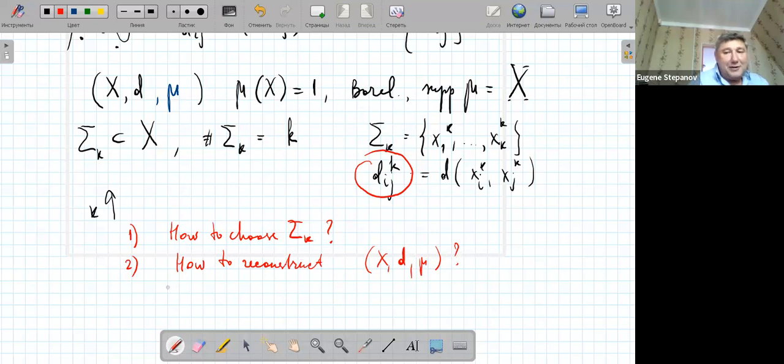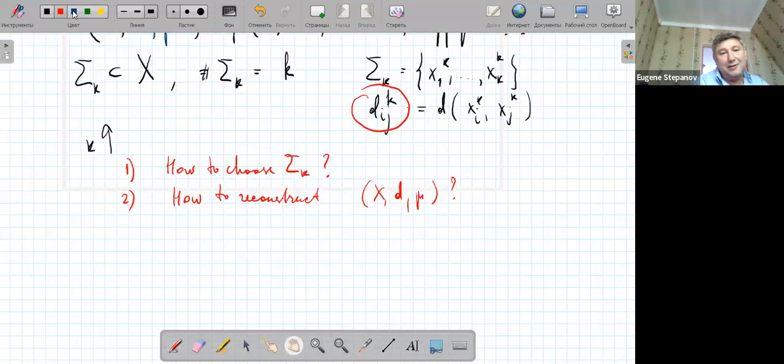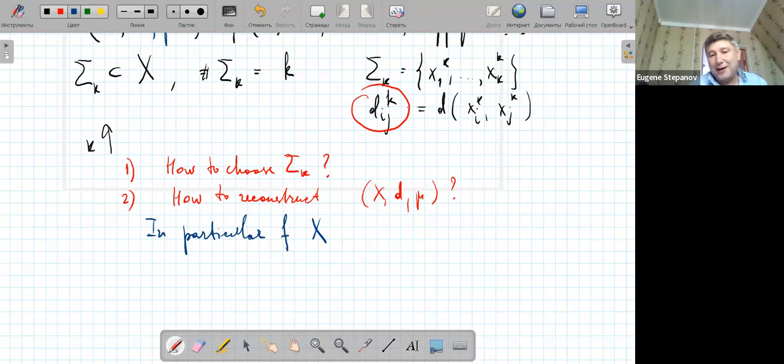Sometimes, especially in applications, this is termed in a different way. In particular, it often happens that your set X is in fact embedded somewhere in some target space. So there is an embedding from X to some target space, for instance a Euclidean space, and you are interested in reconstructing the embedding. So, how to reconstruct the embedding.